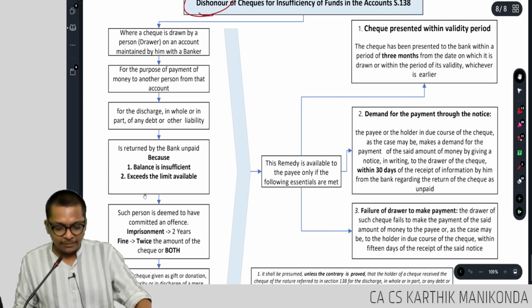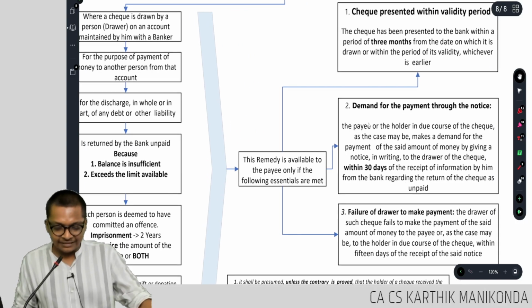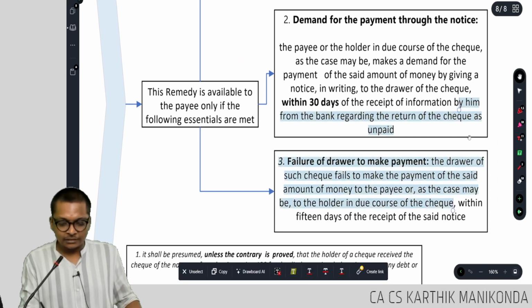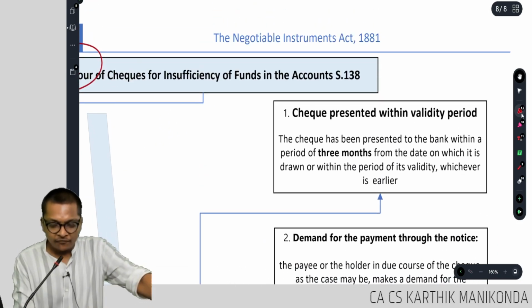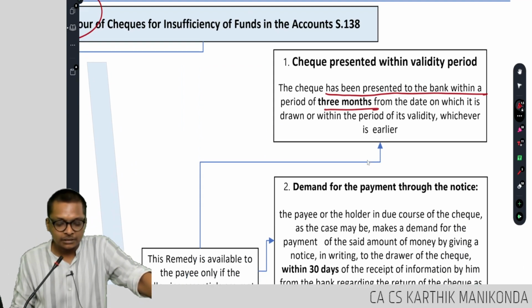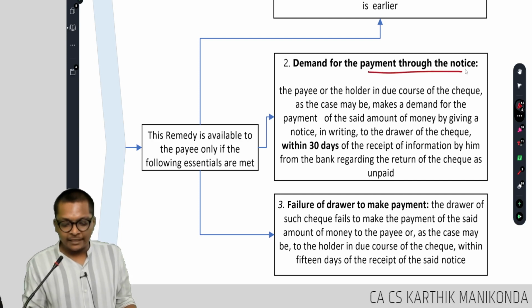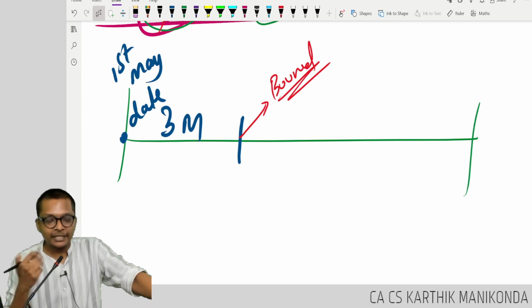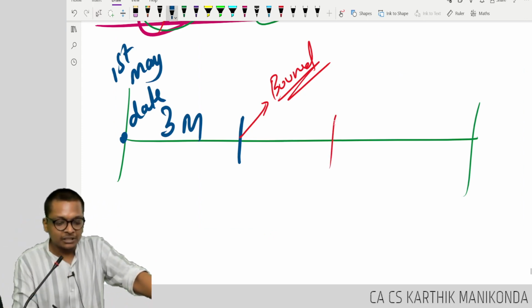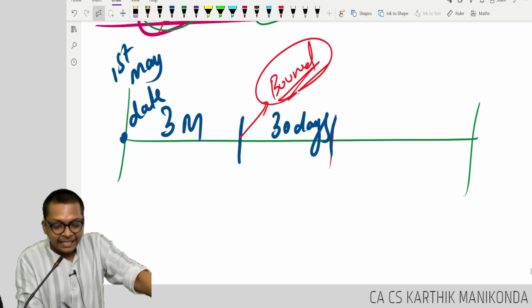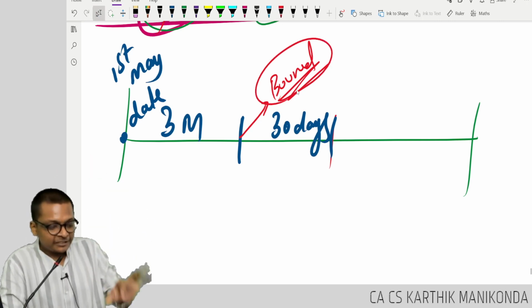So what I should do that time, if the balance is not available, the next thing I should do is, I have to look at this. The points, I will summarize them for you. First, the check has to be presented to the bank within 3 months. Next, demand for payment by notice. So I have to send him a notice that the check has bounced. I have to ask him for the payment within 30 days from the date of bouncing. Not from expiry of 3 months.